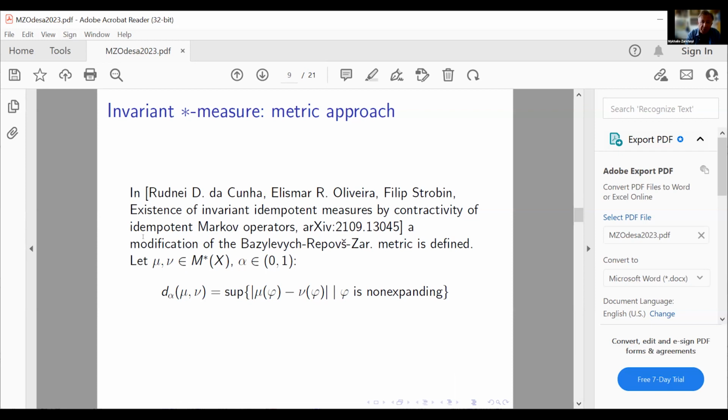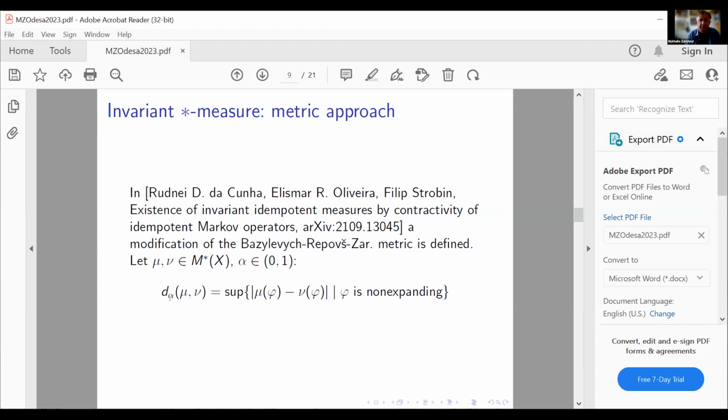in which they modified the so-called Bazylevych-Repovš and Zarichnyi metric as follows. On the set of idempotent measures, they modified this, and I would like now to define this metric for the star measures. So given alpha, a number strictly between 0 and 1, we consider the following pseudometric on the set of star measures.